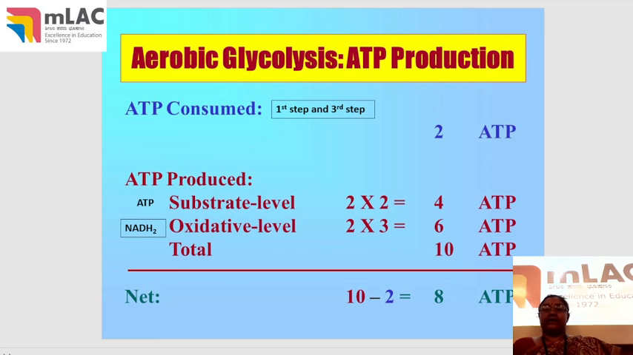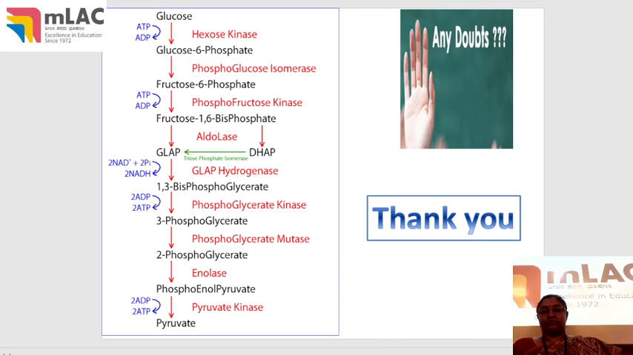I hope this calculation part of net ATP yield is clear for all of you. So it is 4 ATPs produced directly, 6 ATPs through NADH2. Altogether it is 10 ATP. Out of these 10, 2 ATPs are consumed in the first part of the EMP pathway. Therefore, the net gain after each cycle of EMP is 8 ATP molecules. So this is how the final look of the EMP pathway is represented.